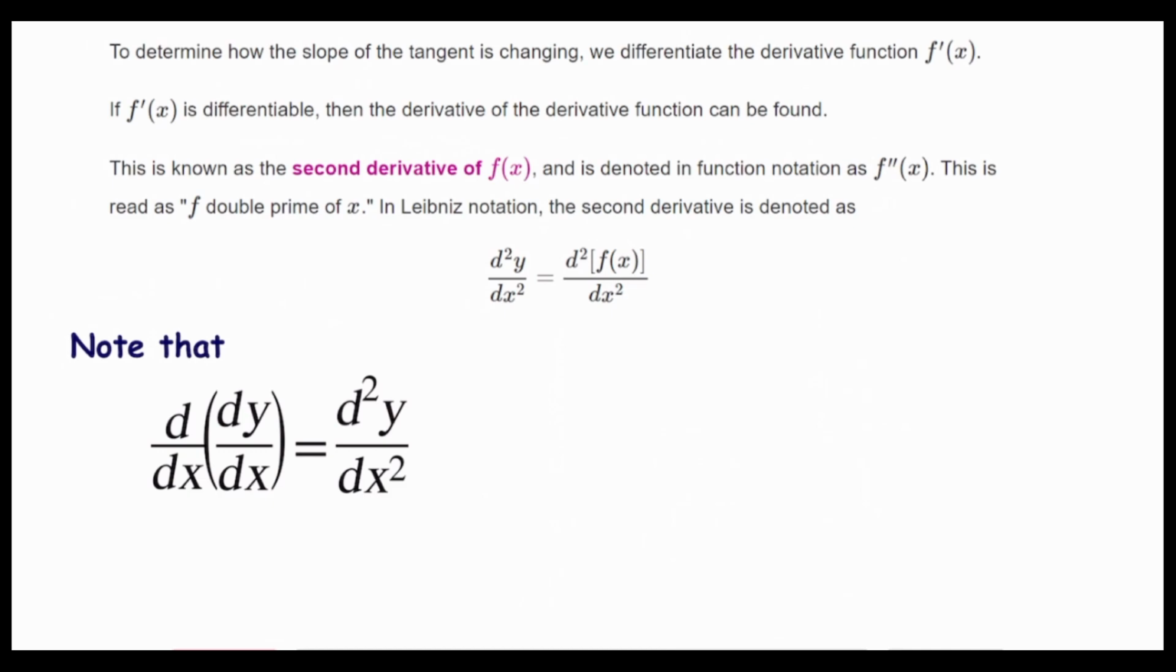So to determine how the slope of the tangent is changing, we differentiate the derivative f prime x. If f prime x is differentiable, then the derivative of the derivative function can be found. This is known as the second derivative of f of x and is denoted in function notation as f double prime x. This is read as f double prime of x. In Leibniz notation, the original first derivative is like dy dx. So we're finding the second derivative, so we have an exponent there of 2 over dx squared.